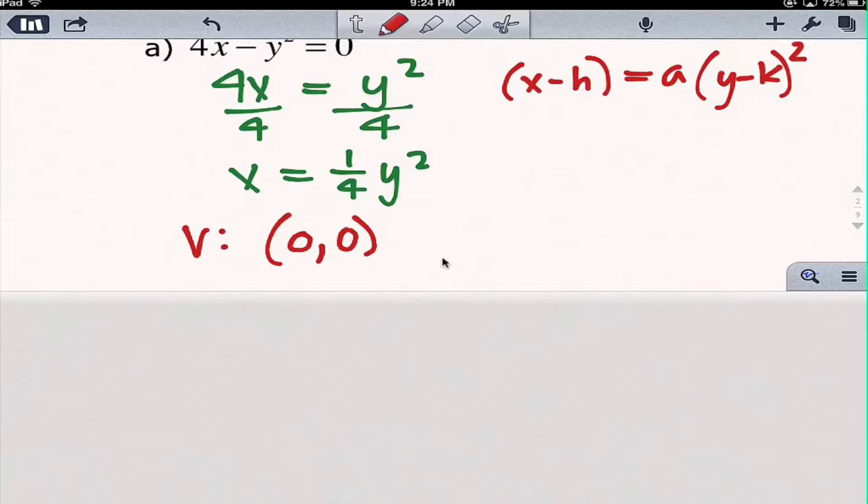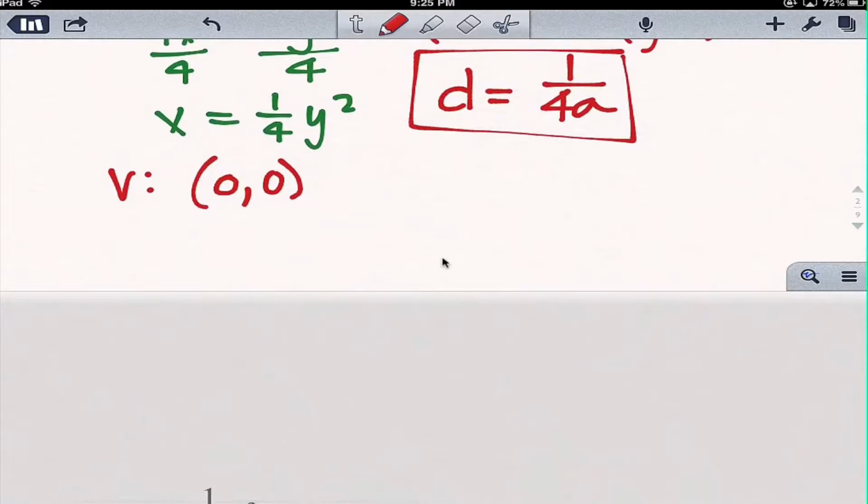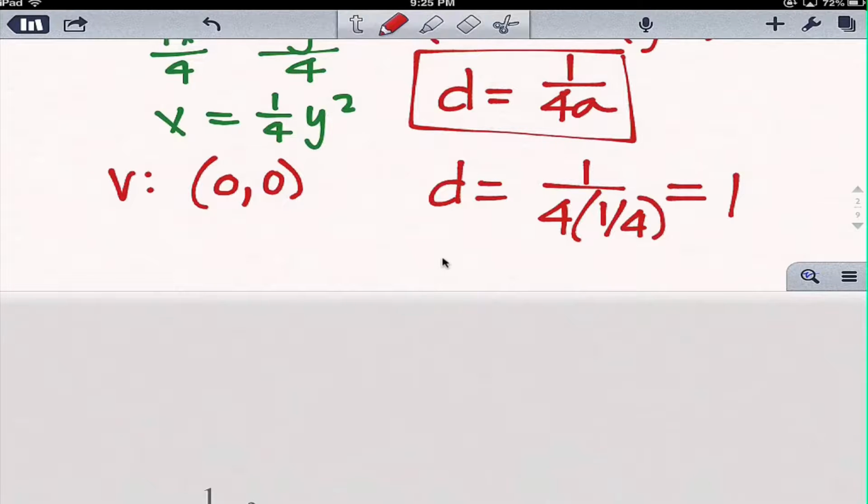Next thing we need to find are the focus and the directrix. Most of you guys did a great job finding the vertex of a parabola. This was the tougher part. The thing we needed to remember was d is equal to 1/(4a). What this means is the distance from the vertex to the focus or to the directrix is 1/(4a). So to find this d value, I'm going to do 1/(4 times 1/4), which I end up getting 1.